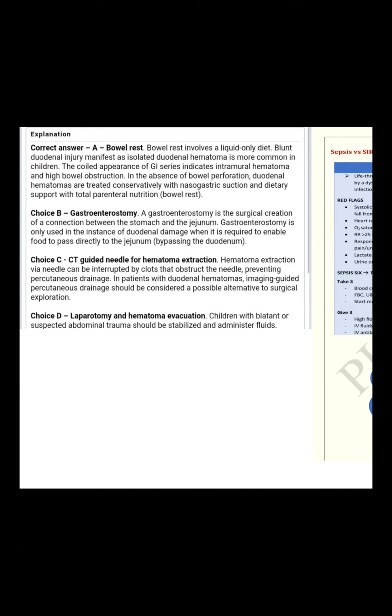Dr. Nandini marked hematoma extraction, but no, because the needle obstructs and prevents percutaneous drainage. If you insert the needle, it interrupts and causes major blind injury, and there is no indication for laparotomy.